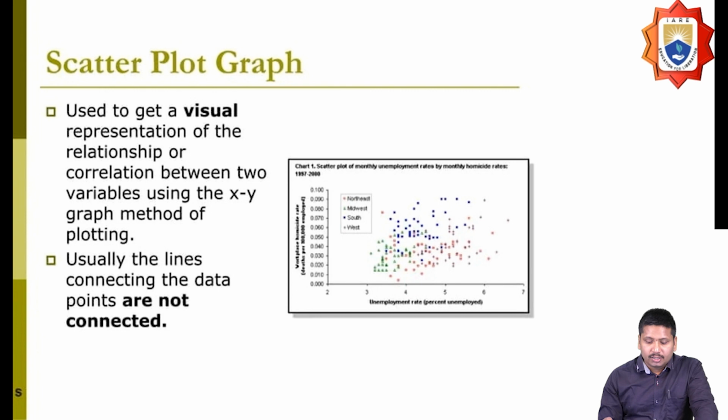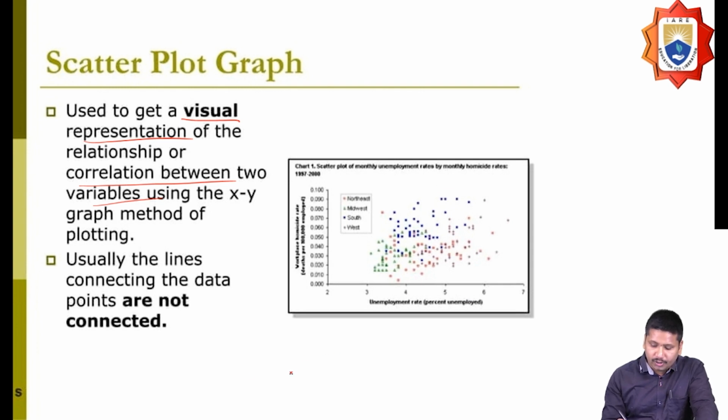And the next one is the scatter plot. A scatter plot is usually used to show the visual relationship of data and the correlation between two variables using the XY graph method of plotting. The lines connecting the data points should not be connected here. So what is in a scatter plot?